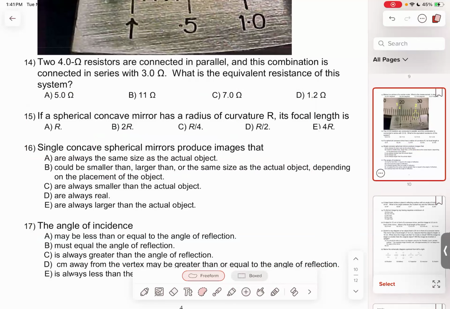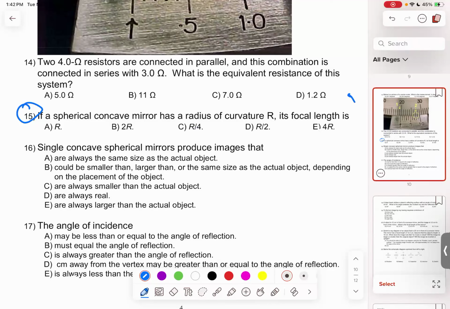Okay, so let's look at number 15. Number 15, we have a spherical concave mirror, and it has a radius of curvature R. And we want to try and determine the focal length. So if you remember, we had to draw ray diagrams. And so in this case, for number 15, I'll just draw it right on top here.